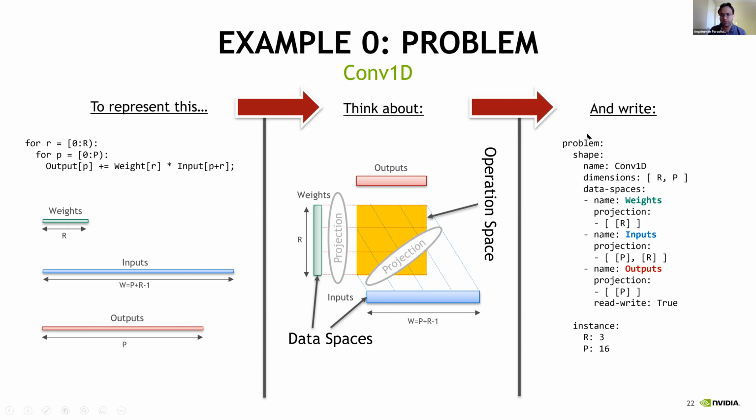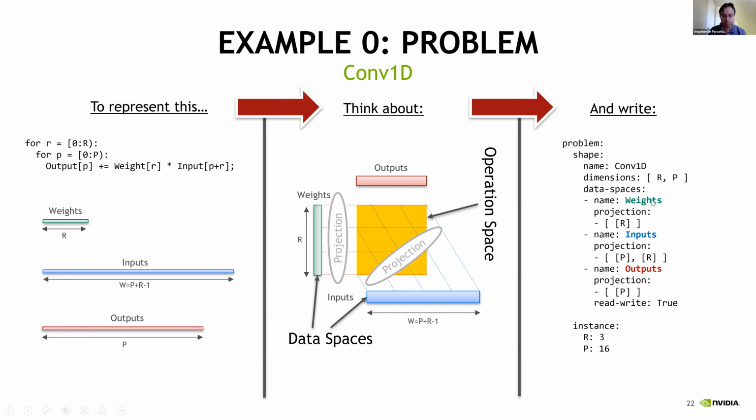and we do that via a YAML representation today. So what we're writing here is we're declaring a problem, and within the problem key, we have two main subkeys. We have the problem shape and we have the problem instance. So the shape describes the overall shape of this loop nest, and the instance just instantiates one of those and that forms a particular workload that you'll be evaluating. So let's dive deeper into the shape. You've got a string name, and then you declare the dimensions, which is R and P. And so these are the dimensions of the operation space or the iteration space. And then you define a set of data spaces.